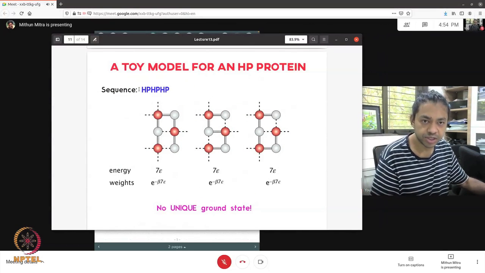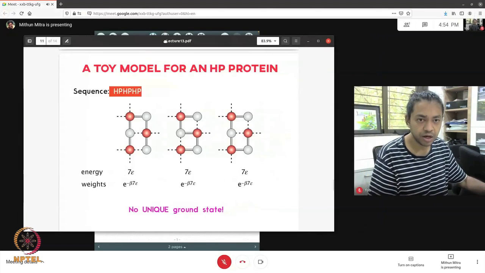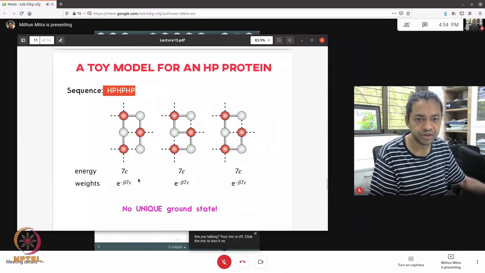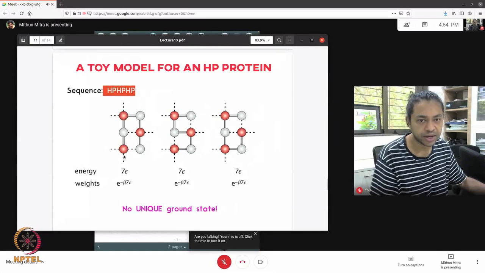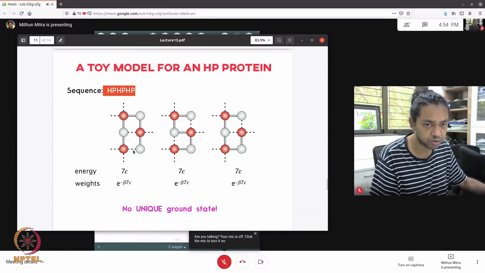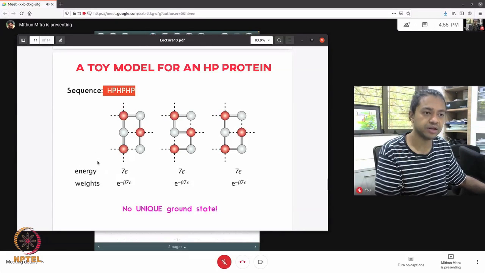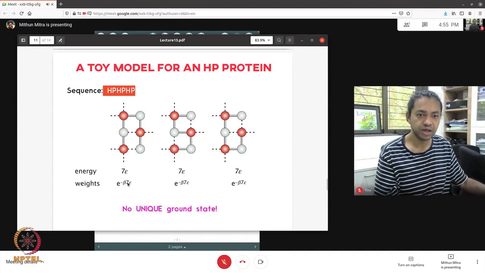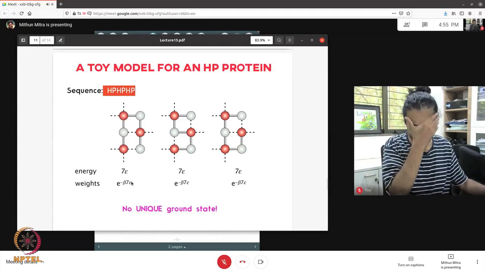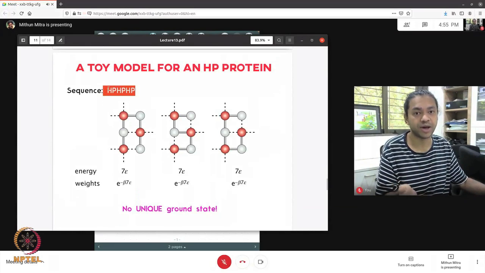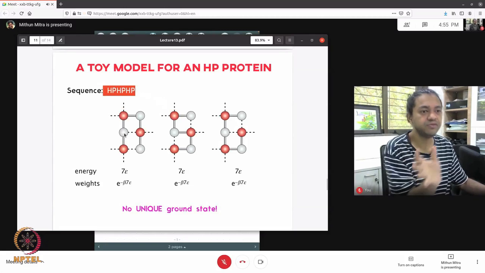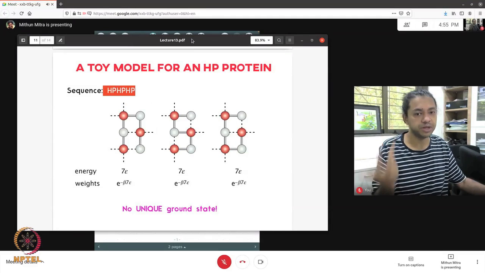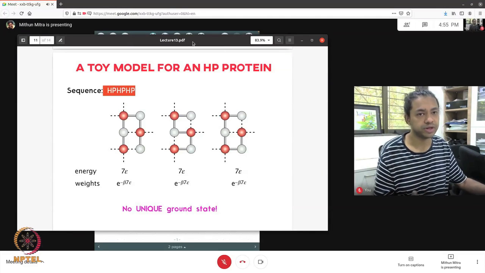So if I consider the sequence HP, HP, HP, what this says is that all of these three structures have an equivalent energy, which is 7 epsilon. So if you count the number of bonds that hydrophobic residues make with polar residues or with water, and you assign an energy cost epsilon to each of these, then each of these three structures has an energy cost of 7 epsilon. So their Boltzmann weights are e to the power of minus 7 epsilon, right? So there is no unique ground state. None of these three structures is favored energetically, right? All three have the same probability, and therefore this sequence has no unique ground state.